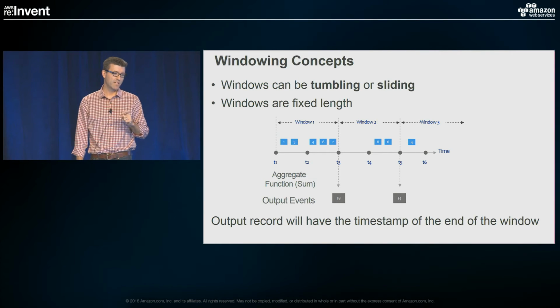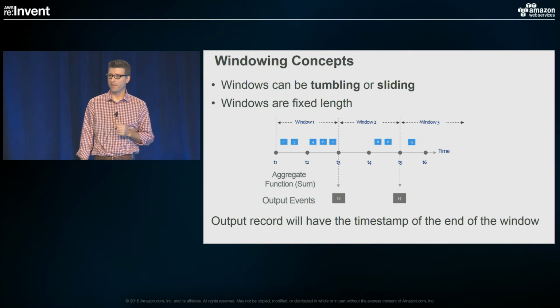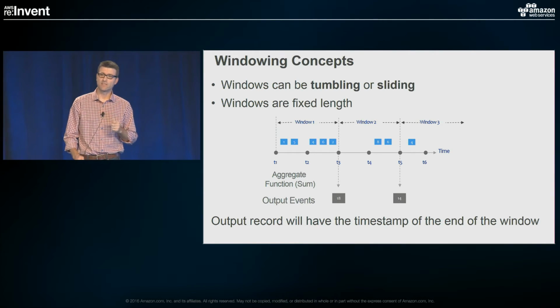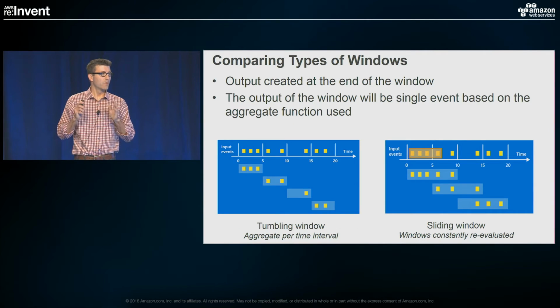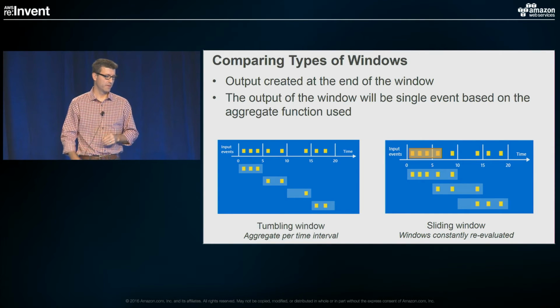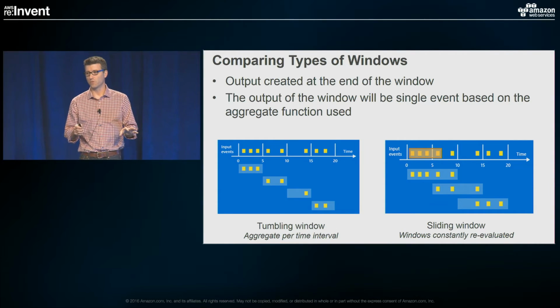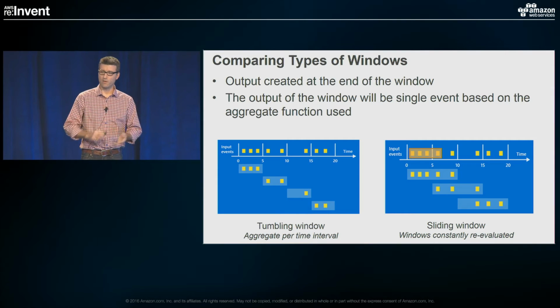And in the case of a tumbling scenario, there'll be one record at the output of that window that contains all of the aggregate data for that time period. So when you define a tumbling window and you say, I want my window to be 1 minute, every 1 minute, Kinesis Analytics is going to run your aggregate functions that you've defined in your SQL, and it's going to output a record.